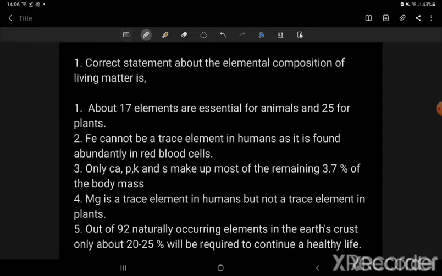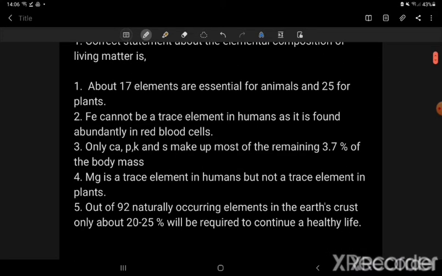The next statement: iron cannot be a trace element in humans as it is found abundantly in red blood cells. You may doubt. In red blood cells we have iron as a constituent, in hemoglobin. There are so many red blood cells, so why is iron a trace element? Though iron is found abundantly in red blood cells, we still consider iron a trace element in humans. So that statement is a bit tricky and can mislead you.